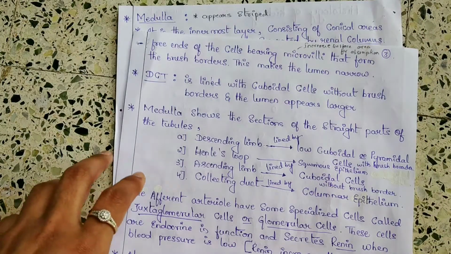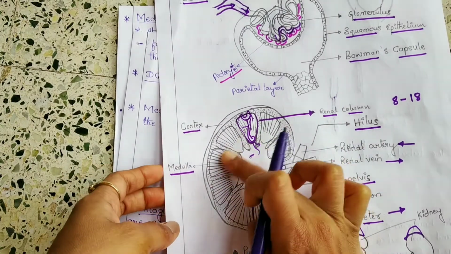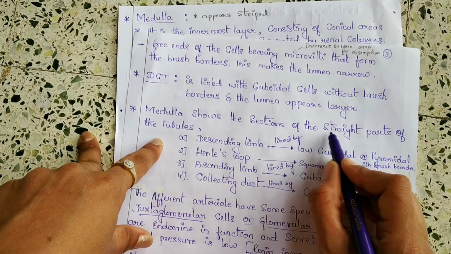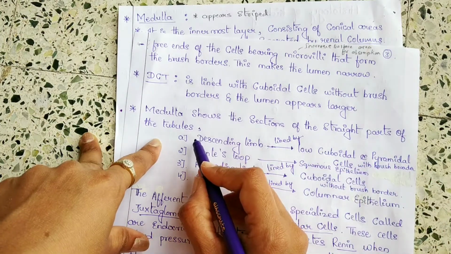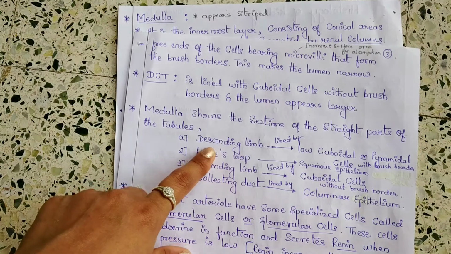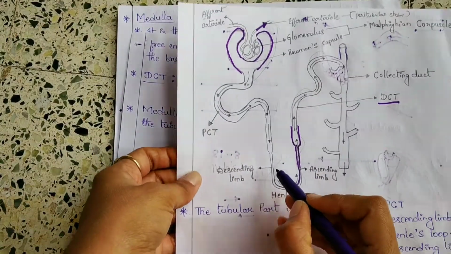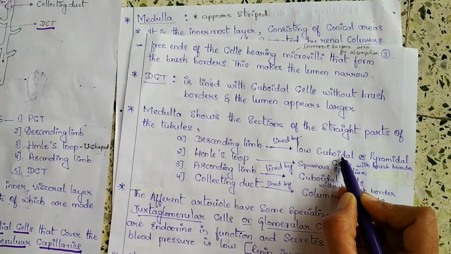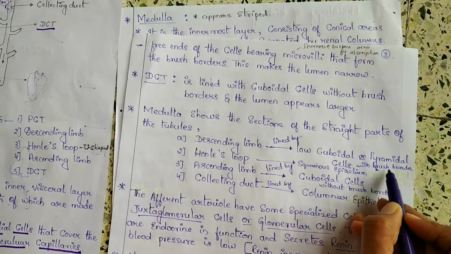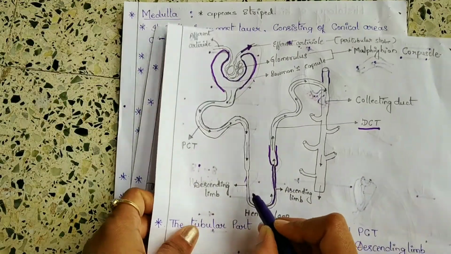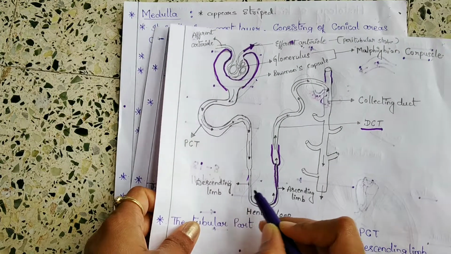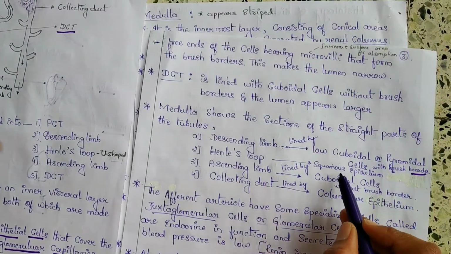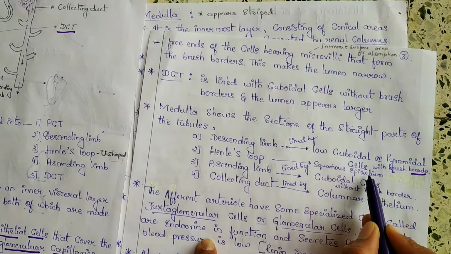The medulla region shows sections of the straight parts of the tubules. That is the descending limb. This descending limb is lined by low cuboidal or pyramidal cells with brush border, meaning these will have microvilli. This whole part is called Henle's loop, and this Henle's loop is lined by squamous epithelium.